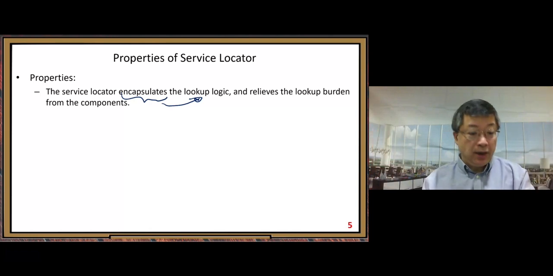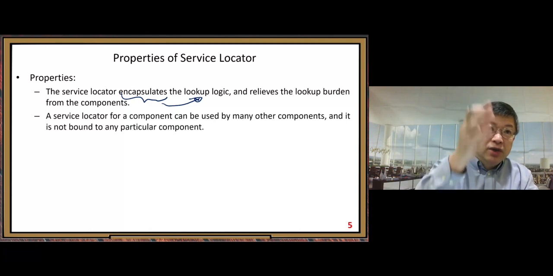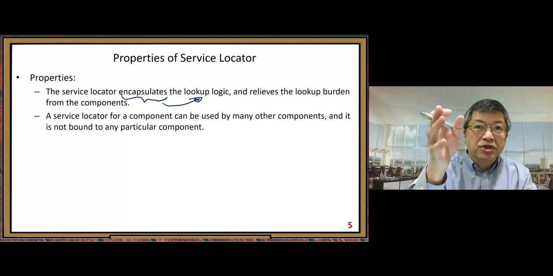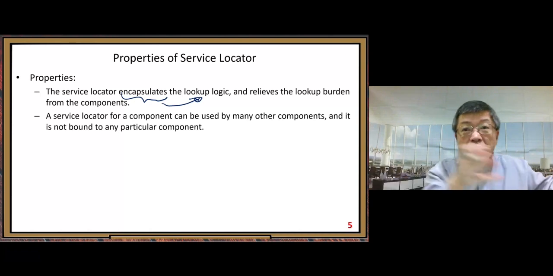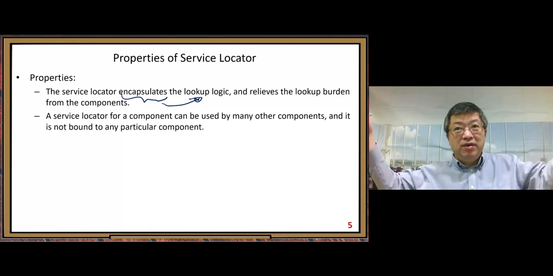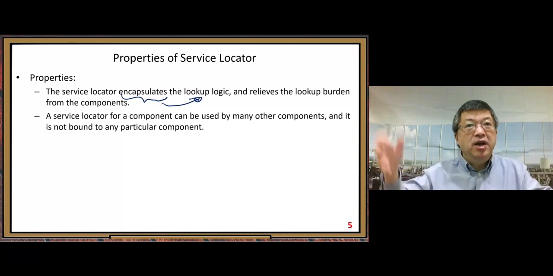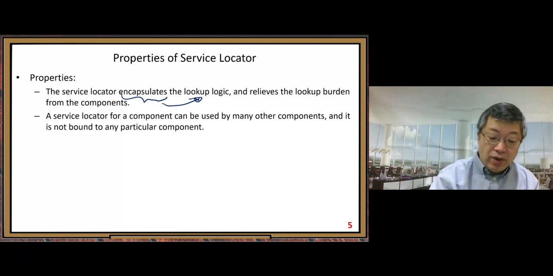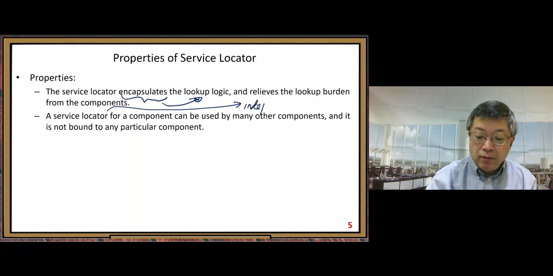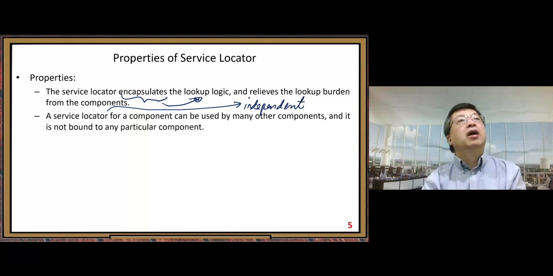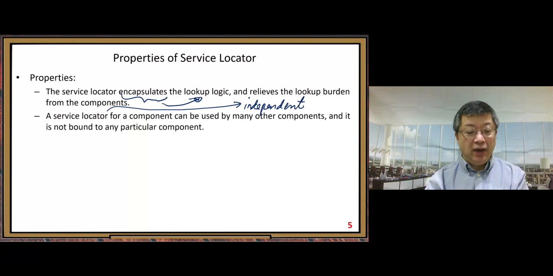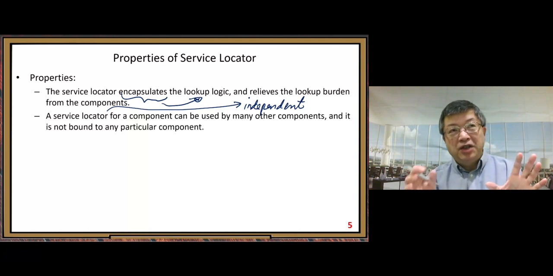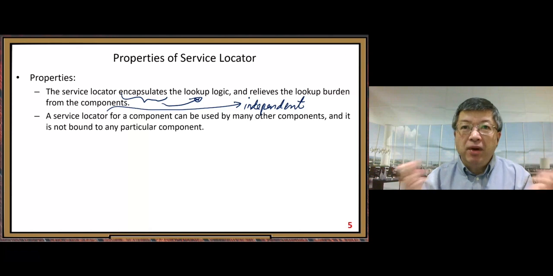A service locator for a component can be used by many components. So not just the one, many different components. And it is not bound to any particular component. So it is independent. So that's the reason we want to make the service locator independent to the component, any component. In this way, you can see that's the improved efficiency part.